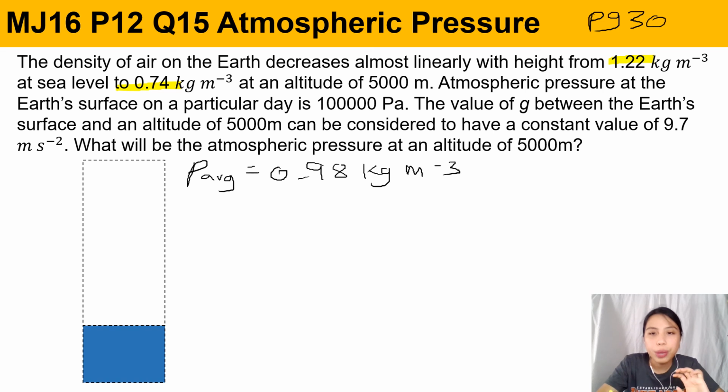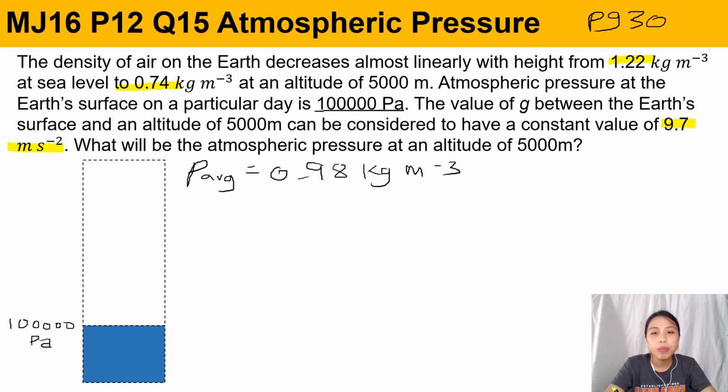Okay, what info do we have? Atmospheric pressure on a day, it changes day by day, hot day, cold day, is 100,000, which means Earth's surface, we usually call sea level. So I'm going to use, say, this here is 100,000 pascals at sea level. The value of g between Earth's surface and altitude can be roughly 9.7. So don't use 9.81 if they give you 9.7 already.